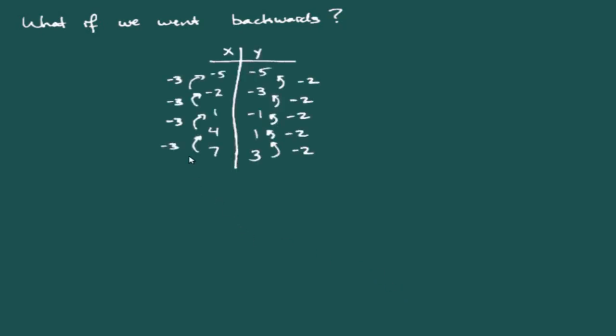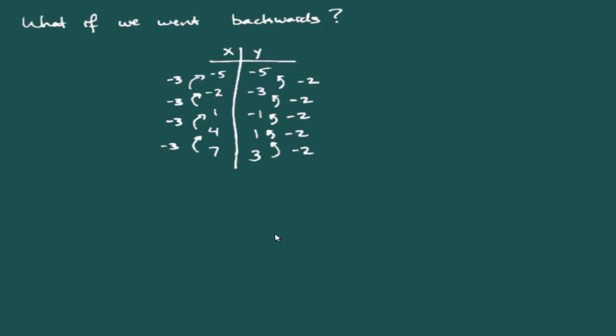And so we could also say, well, what if we went backwards? Going back to our table, if we started, instead of at the top, at the bottom, on the x values, 7 minus 3 gives us 4, 4 minus 3 gives us 1, 1 minus 3 gives us -2, -2 minus 3 gives us -5. Likewise, on the y values, 3 minus 2 gives us 1. 1 minus 2 gives us -1. -1 minus 2 gives us -3. -3 minus 2 gives us -5.